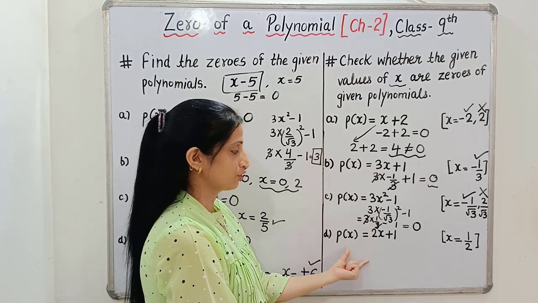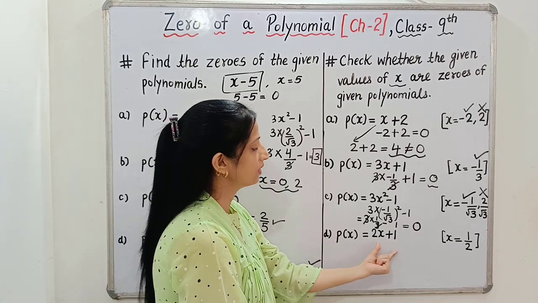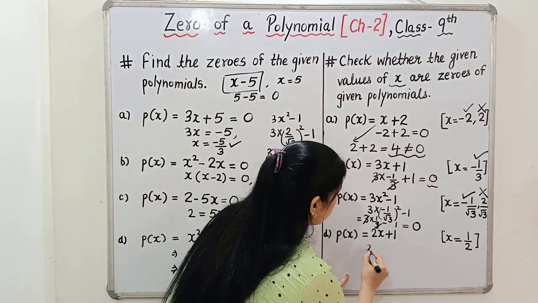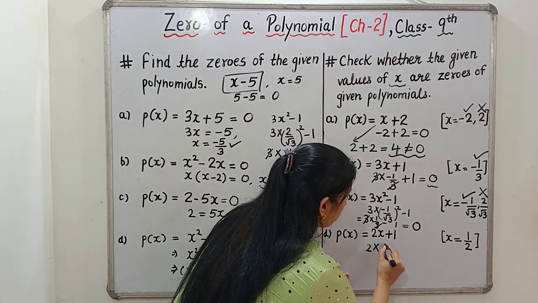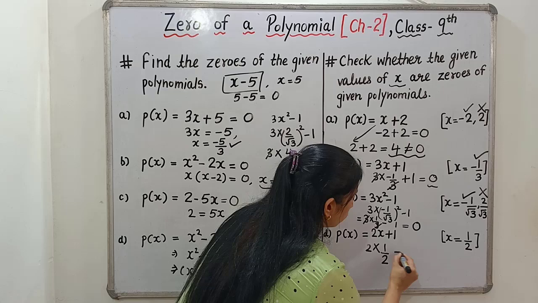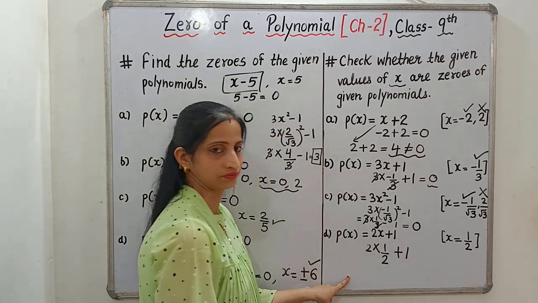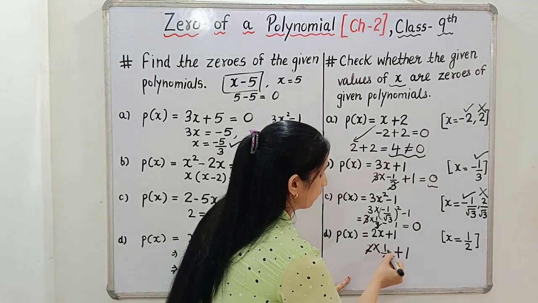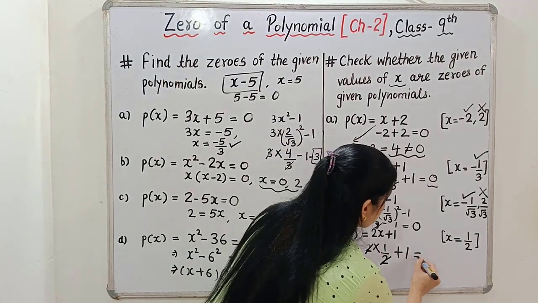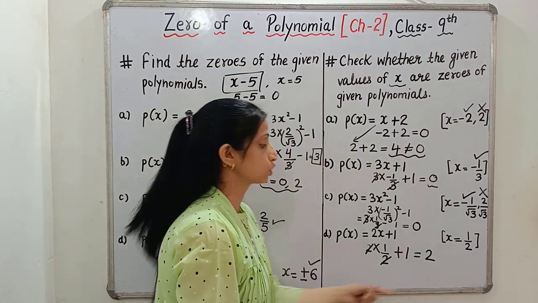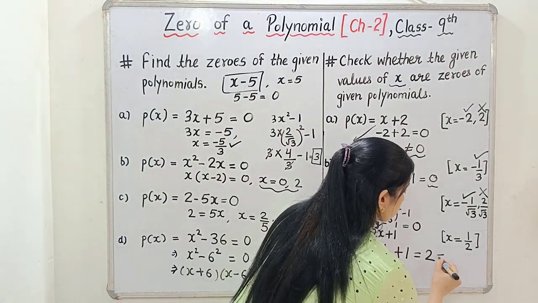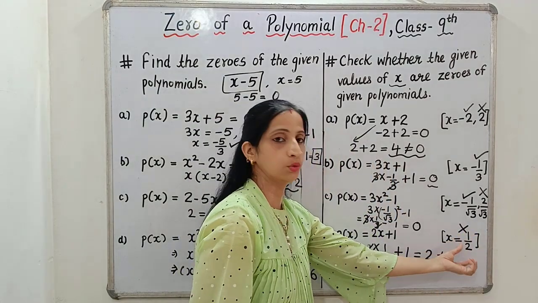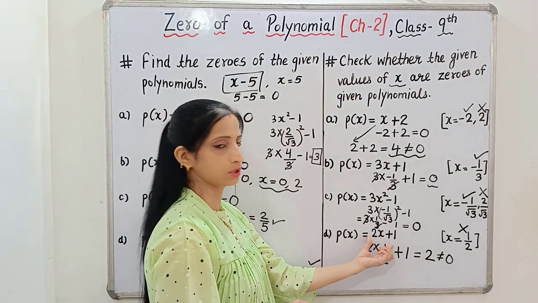Okay. Now let's check for the last one. Here it is given 2x plus 1 and only one value is given, 1 by 2. So let's put 2 multiplied by 1 by 2 plus 1. Okay. So let's cancel it, and what are we left with? 1 plus 1. 1 plus 1 is 2. It is not coming 0. 2 is not equal to 0. Hence, x is equal to 1 upon 2 will not be the 0 of this polynomial.